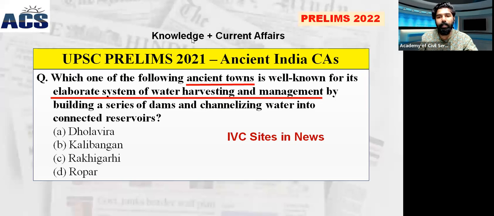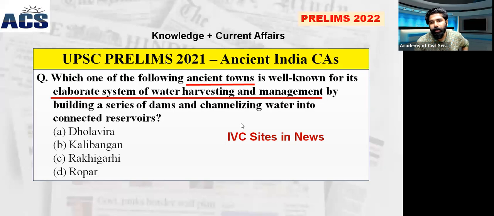Maybe this question may have already been discussed in history class. I don't know. Let's see. You can solve this question. Which one of the following ancient towns is well known for its elaborate system of water harvesting and management by building a series of dams and channelizing water into connected reservoirs? This was related to current affairs, ancient India current affairs based on IVC sites in the news.